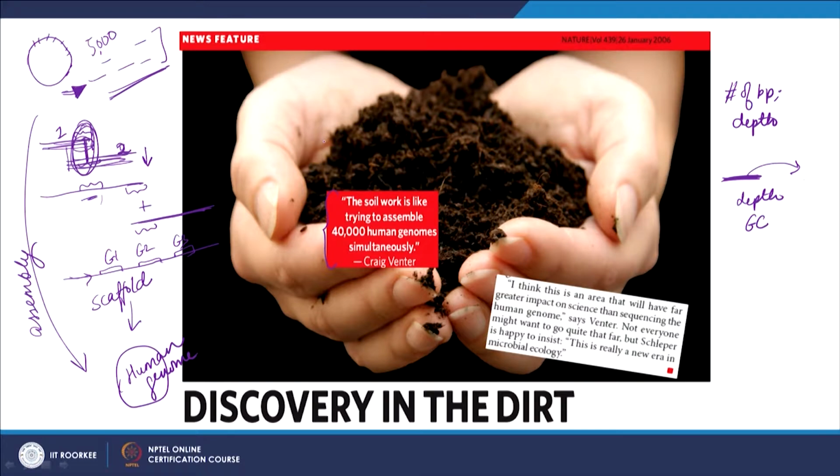And let's continue listening to Venter. He says, I think this is an area, and he's talking about metagenomics and sequencing, including bioinformatics, that will have far greater impact on science than sequencing the human genome. Which area? Sequencing the soil microbiome. Says Venter, not everyone might want to go quite that far, but Sherper is happy to insist. This is really a new era in microbial ecology.